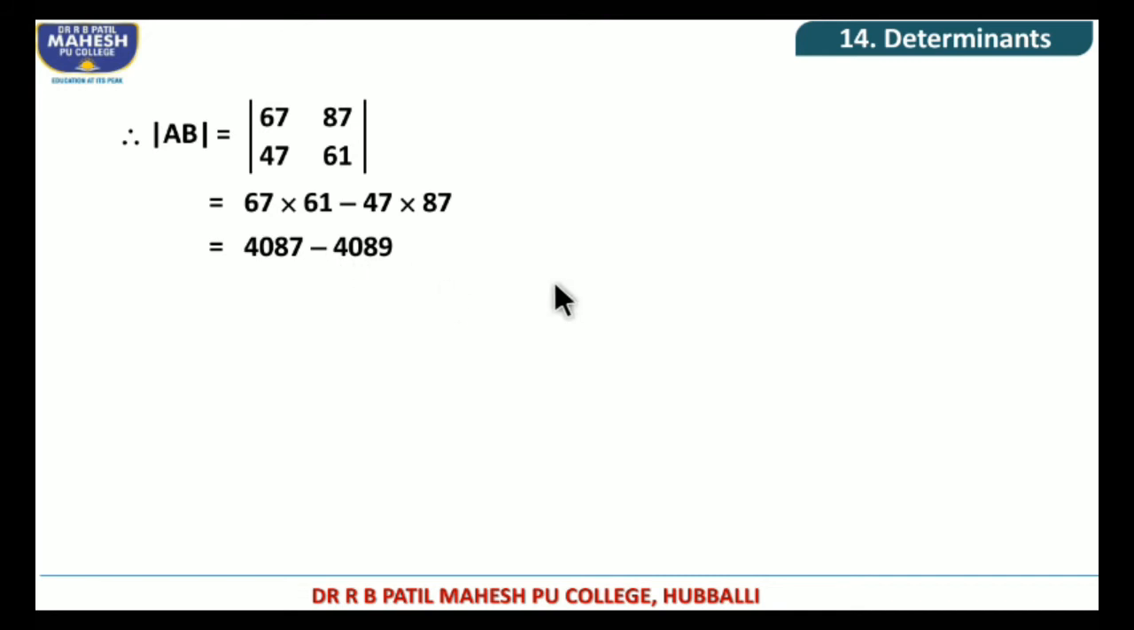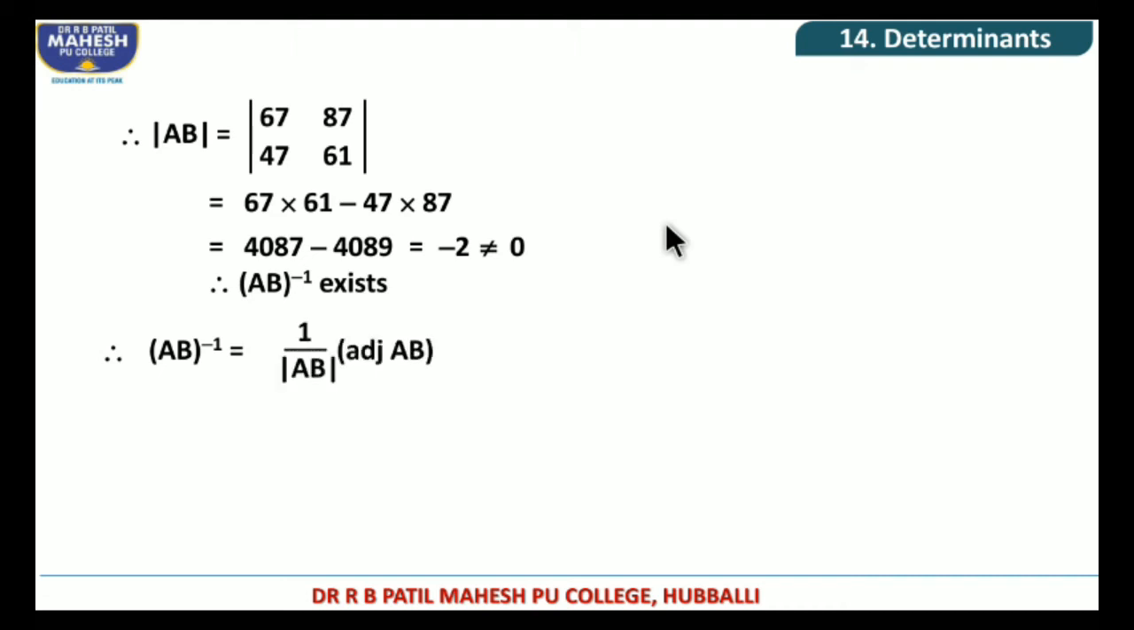4087 minus 4089, the difference will be minus 2, which is not equal to 0. Therefore, the given AB matrix is non-singular, so we can find AB whole inverse. Therefore, AB whole inverse exists. AB whole inverse is equal to 1 by determinant of AB into adjoint of AB.